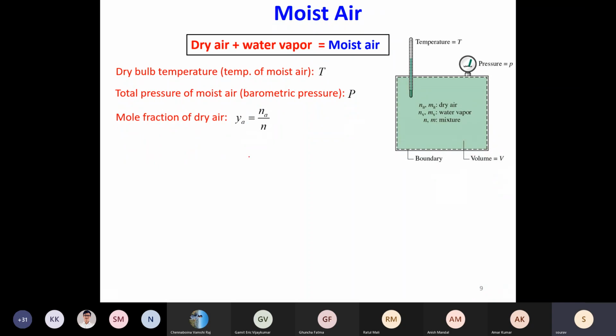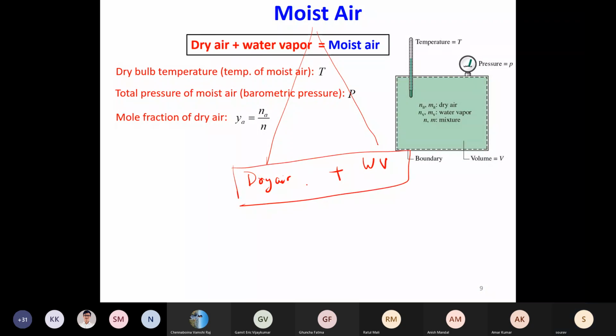Now, just one question before we look at all the definitions. Since we are treating moist air as two separate gases, one is dry air, which never condenses, and the other is water vapor, this is how we are going to treat moist air: dry air plus water vapor. How many properties will be needed to fix the state point? Can anyone answer this? It's a mixture of binary gases.